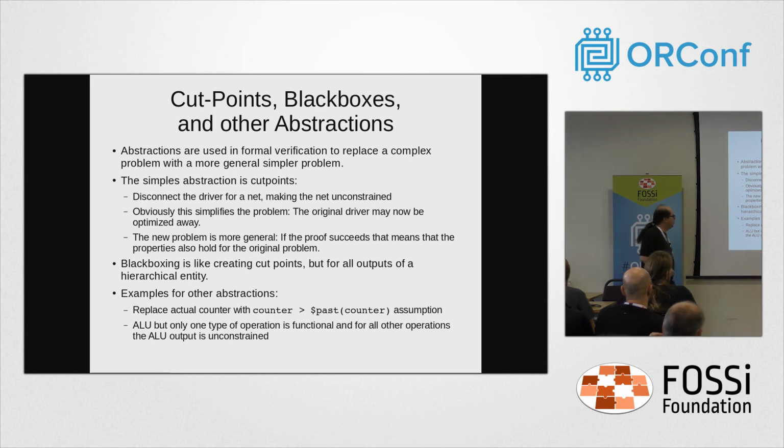Another example would be an ALU-like circuit that has input values and an output value, and something that selects an operation. And we only implement one of those operations. And for all other operations, the output is completely unconstrained. That would also be an abstraction.